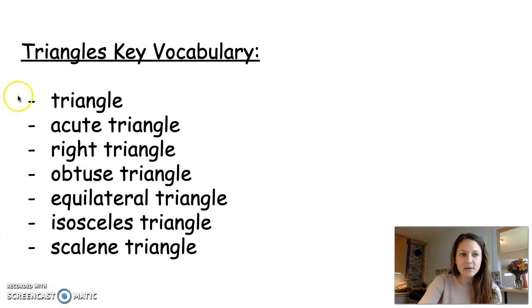So we'll look at these different words related to triangles today. Acute triangle, right triangle, obtuse triangle, and those words should sound very familiar. Equilateral triangle, maybe see the part of the word equal in equilateral. Isosceles triangle and scalene triangle.